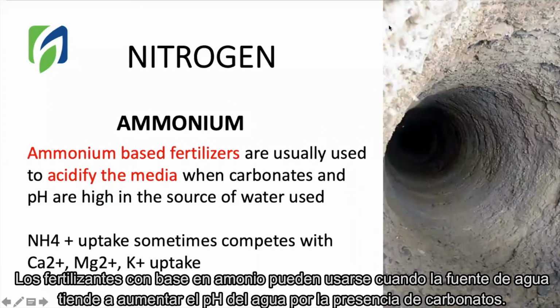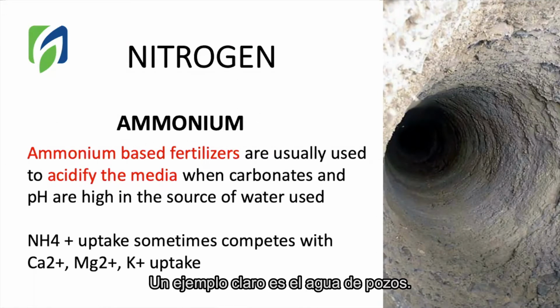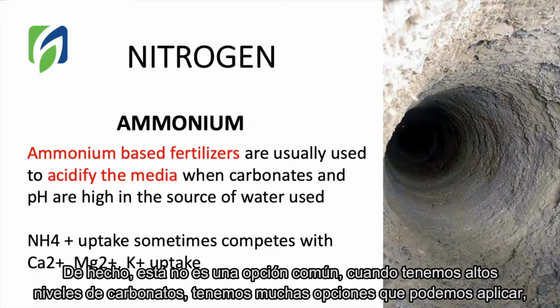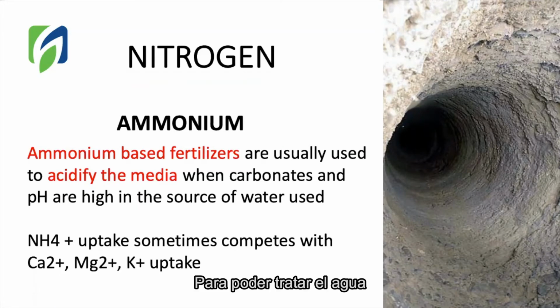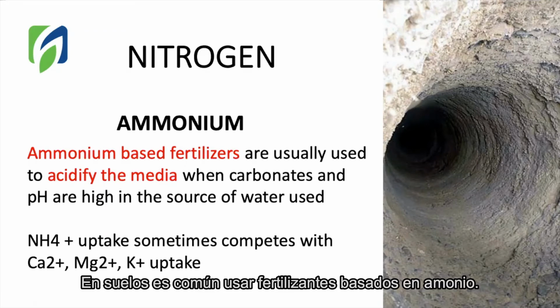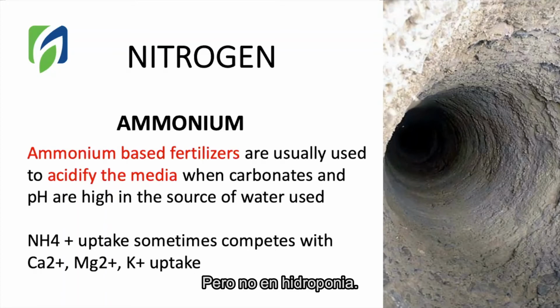Ammonium-based fertilizers can be used when the source of water tends to increase pH due to the presence of carbonates. A clear example is the water from wells. But this is just an option. This is actually not a common option. When we have high carbonate levels, there are many options that we can apply in order to treat our water. In soil, it's common to use ammonium-based fertilizers, but not in hydroponics.